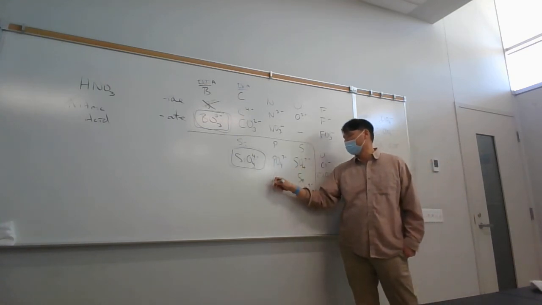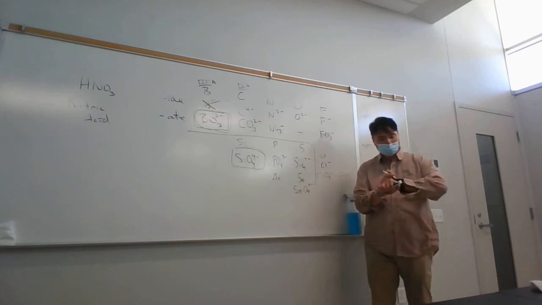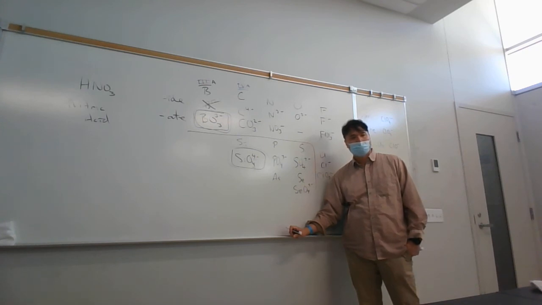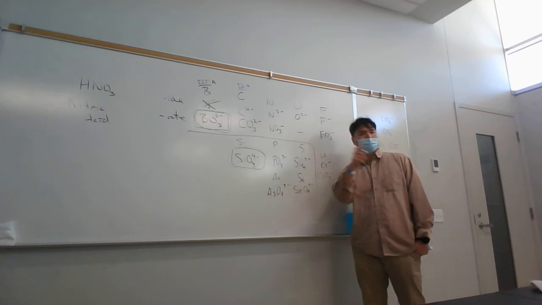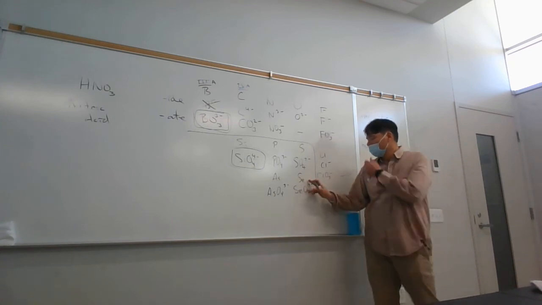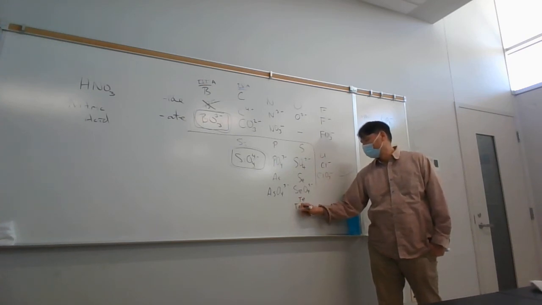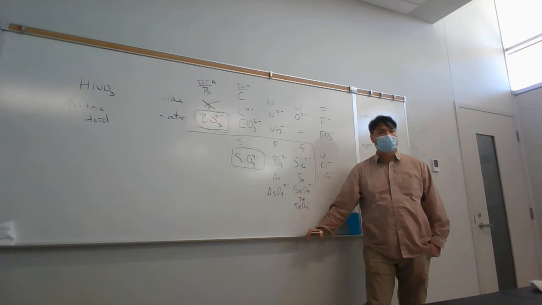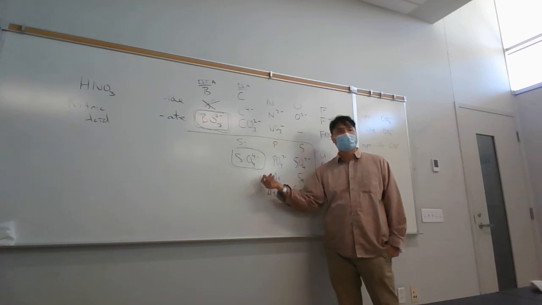Below phosphorus is arsenic. What's the formula for arsenate? AsO4 3-. You're right, that's it. Below selenium is tellurium. So what is tellurate? TeO4 2-. Below silicon is germanium. What's germanate? GeO4 4-. You're right. That's it.